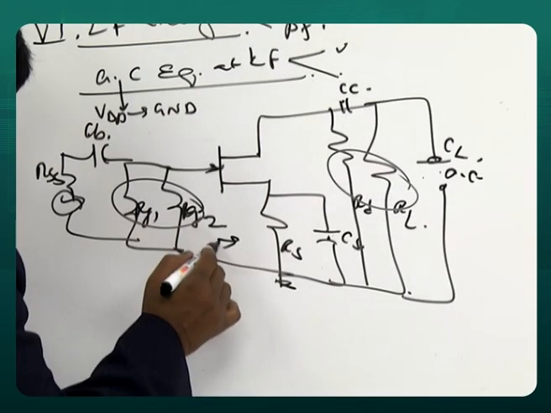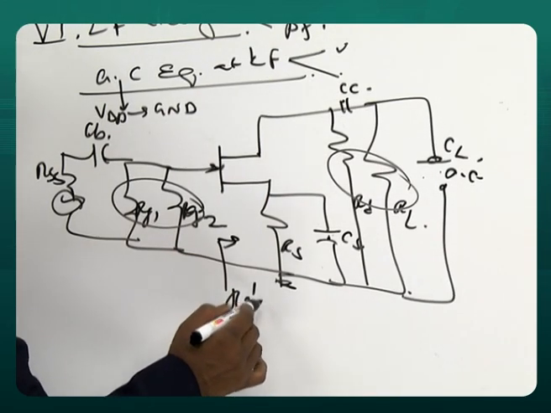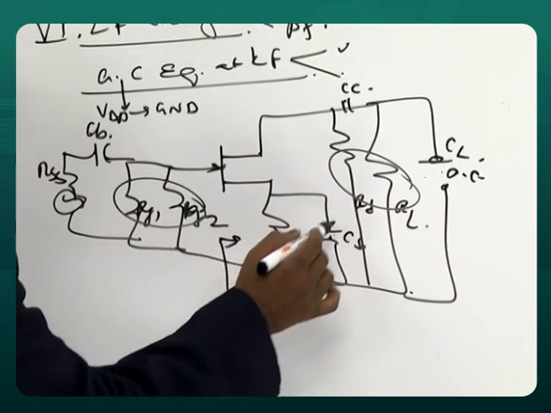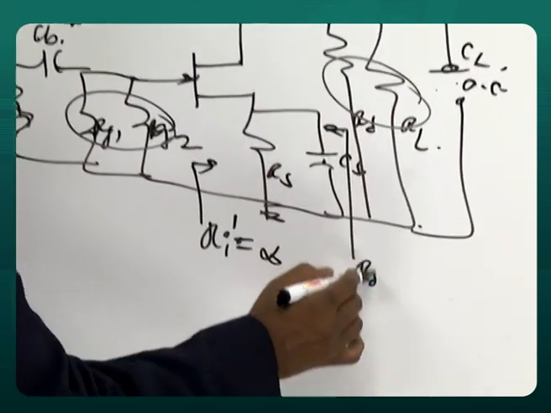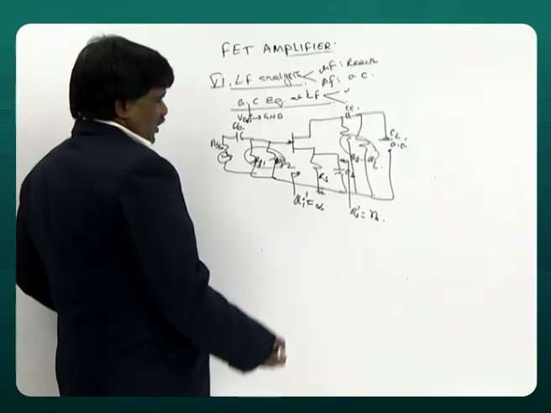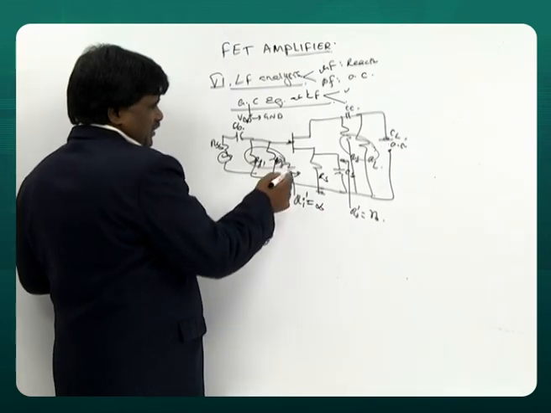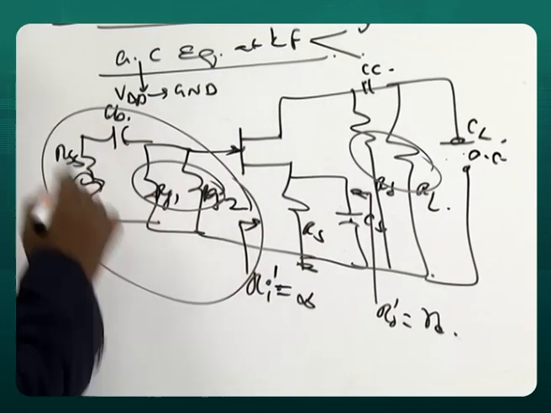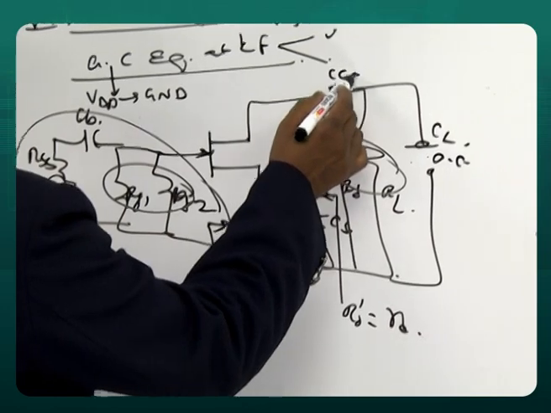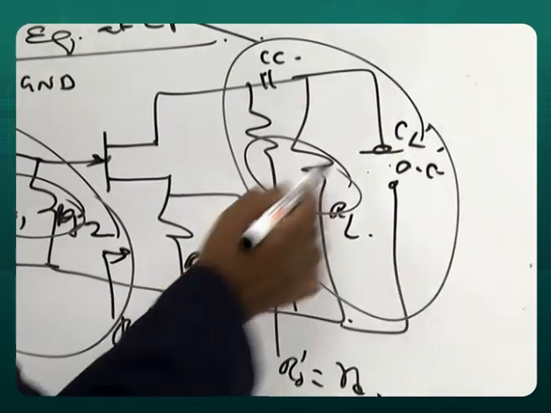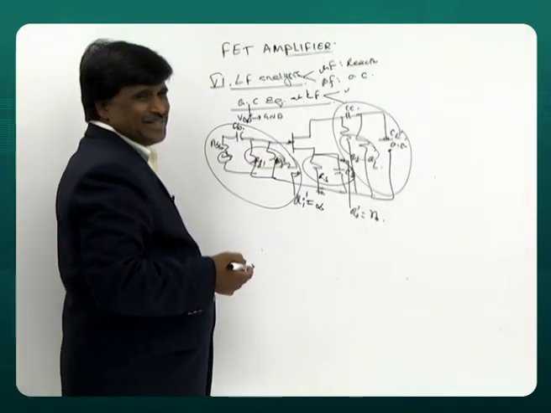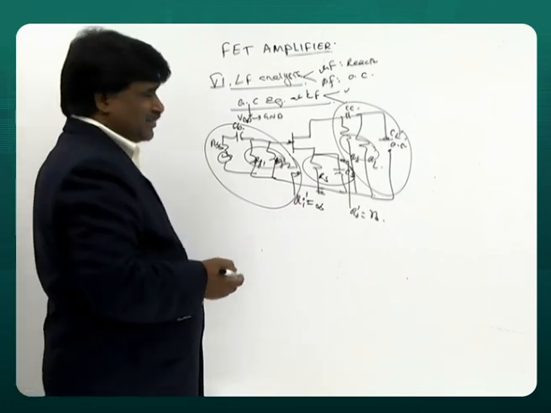And how much resistance is here? We called it as Ri dash, infinity. How much resistance here? R0 dash, small rd. Now make use of this. This circuit decides CB. This circuit decides CC. This circuit decides CS. Three capacitors will come.